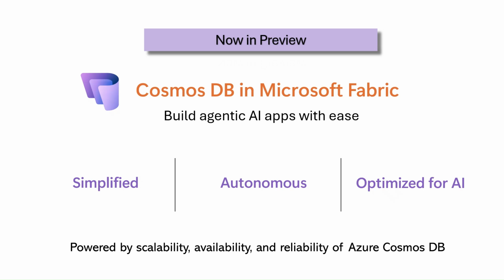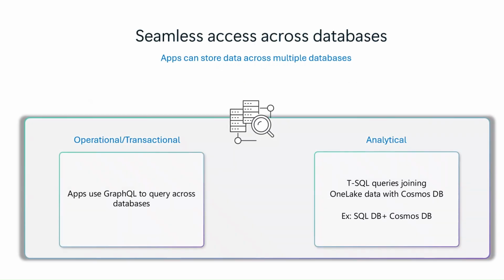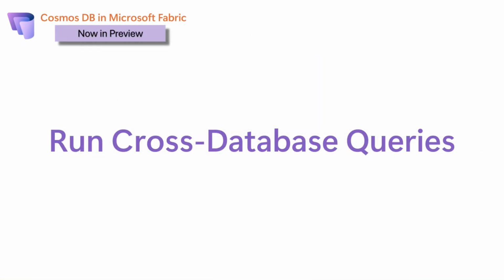Cosmos DB in Microsoft Fabric allows you to unify your data estate with cross-database queries without pipelines or ETL. In this demo, we'll run a cross-database query with Cosmos DB.